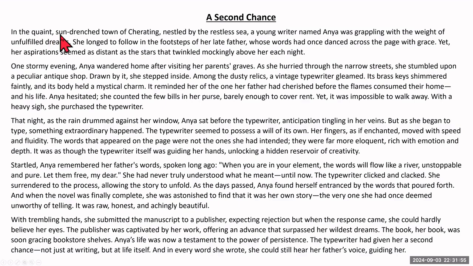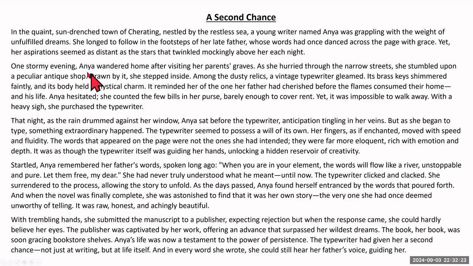In the quaint, sun-drenched town of Cherating, nestled by the restless sea, a young writer named Anya was grappling with the weight of unfulfilled dreams. She longed to follow in the footsteps of her late father, whose words had once danced across the page with grace. Yet her aspirations seemed as distant as the stars that twinkled mockingly above her each night.